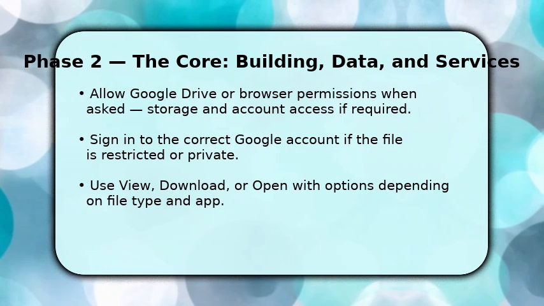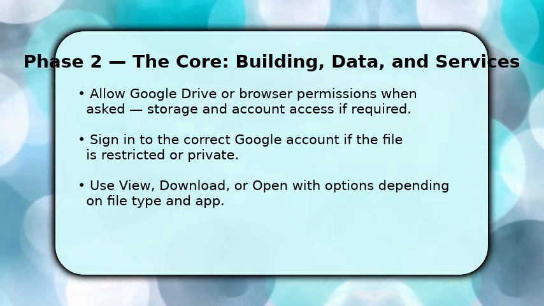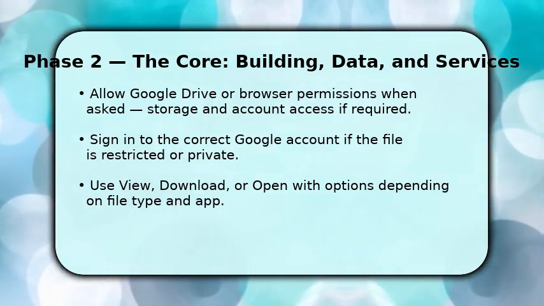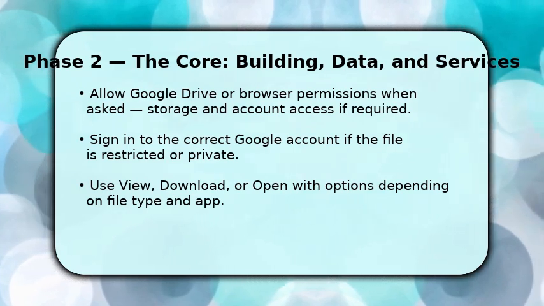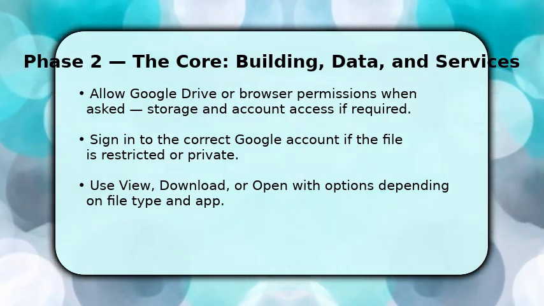After that, choose View to preview, Download to save a local copy, or Open with to use another app. Different file types behave differently, so pick the option that fits your next action.